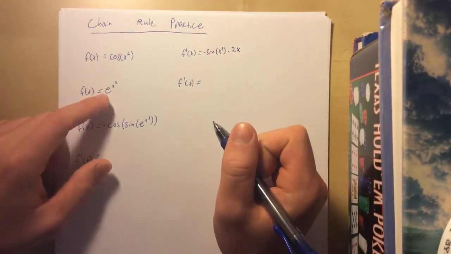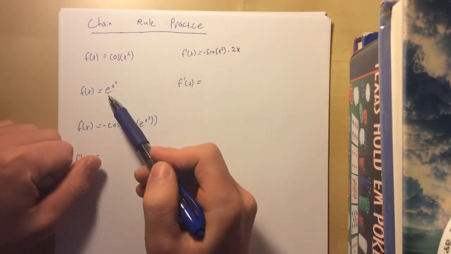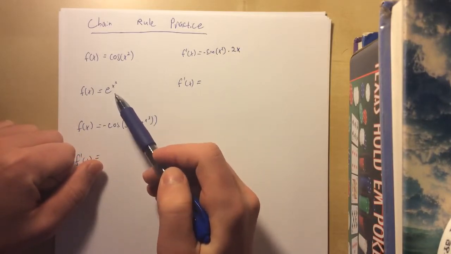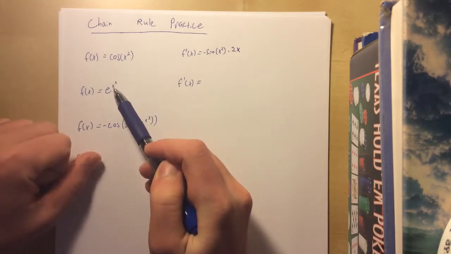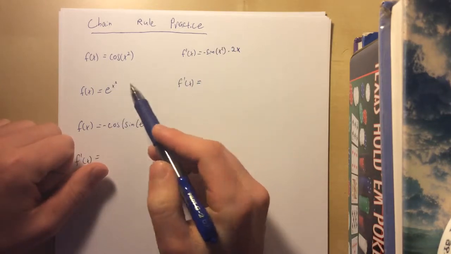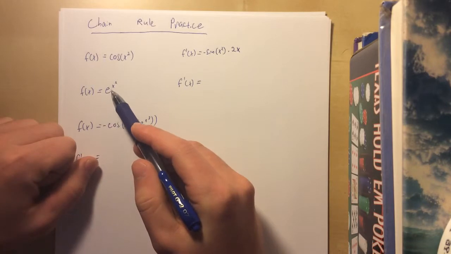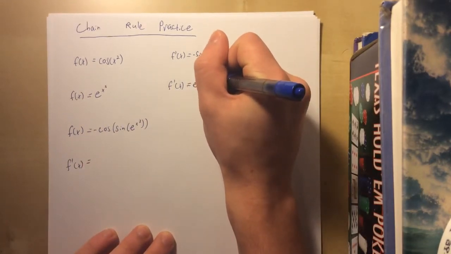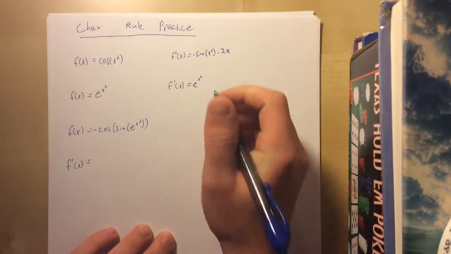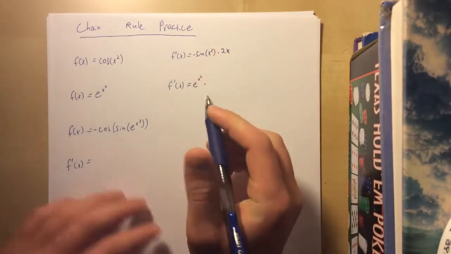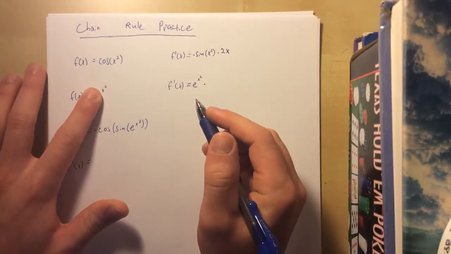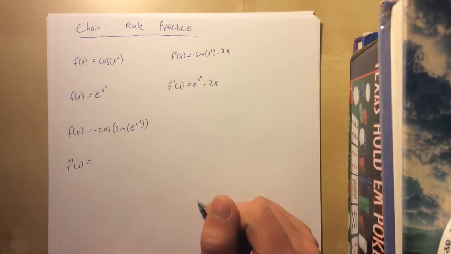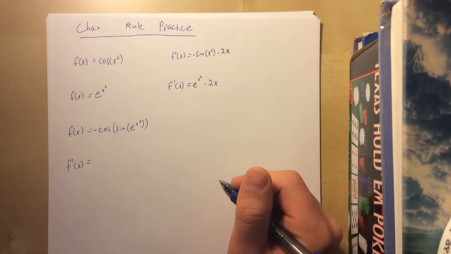We have e to the x squared. So our first function is e to the x, and our second function is x squared, or e to some variable. So the derivative of e to some variable is e to that same variable. And we're going to multiply that by the derivative of x squared. The derivative of x squared is 2x. So those were two simple problems.